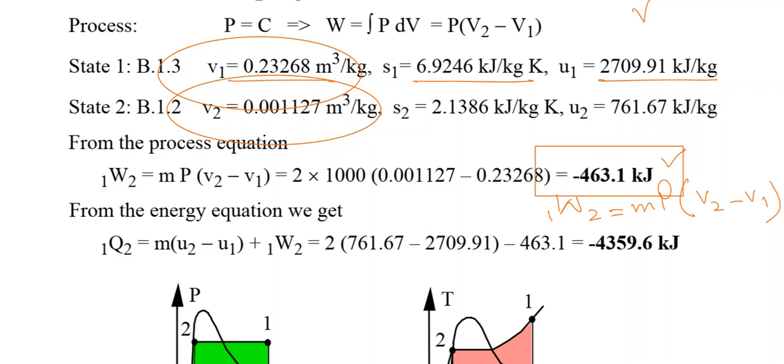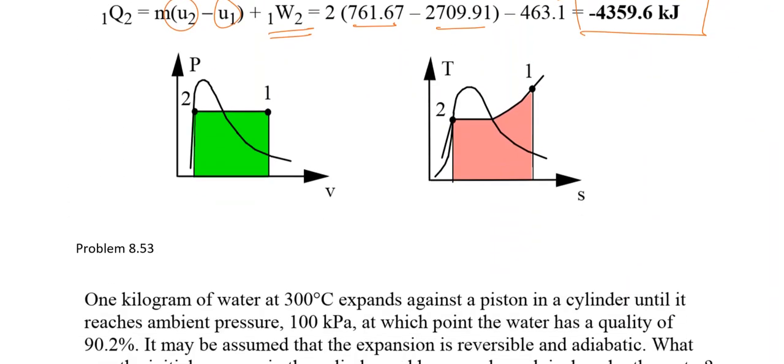From the energy equation, we can find the heat transfer, which is the change in internal energy plus work done. We already have the value of internal energy, and we already calculated the work done. So the heat transfer is the mass multiplied by the internal energy u2 minus u1, plus the work done. So we have got the heat transfer, which is 4359.6 kilojoule, and that's again minus because it is being cooled down.